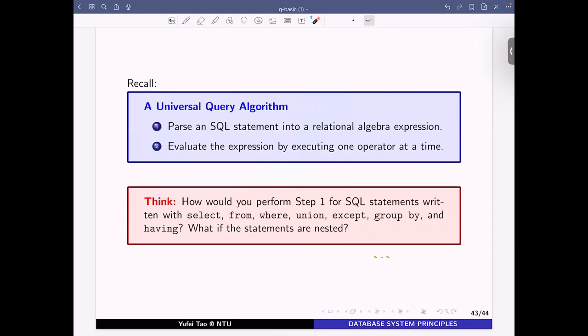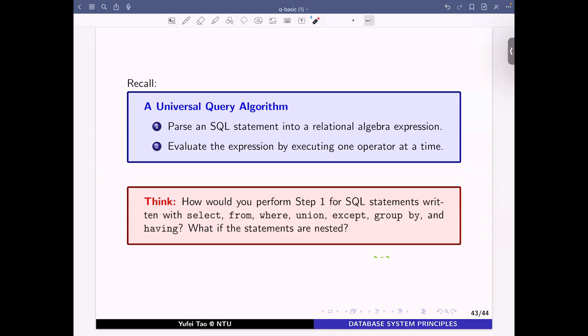Nice. Okay. Still remember this box, it showed up in the first few slides of today's lecture. So this is a universal algorithm. You already know, when you write a SQL statement, the database will have to convert it into a relational algebra expression, and then we will process the relational algebra expression one operator at a time.